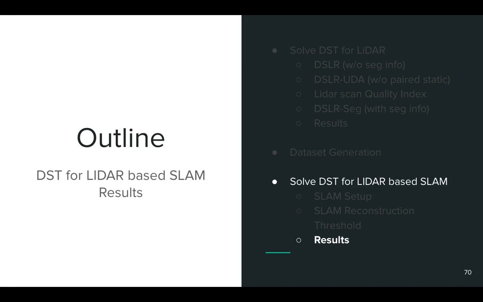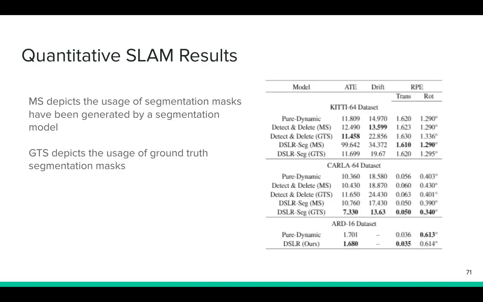Next, we compare existing approaches of handling dynamic SLAM against our model on both real-world and simulated datasets on widely used SLAM error metrics. We can see that our proposed approaches perform competitively with existing SLAM baselines, even outperforming them in many cases.